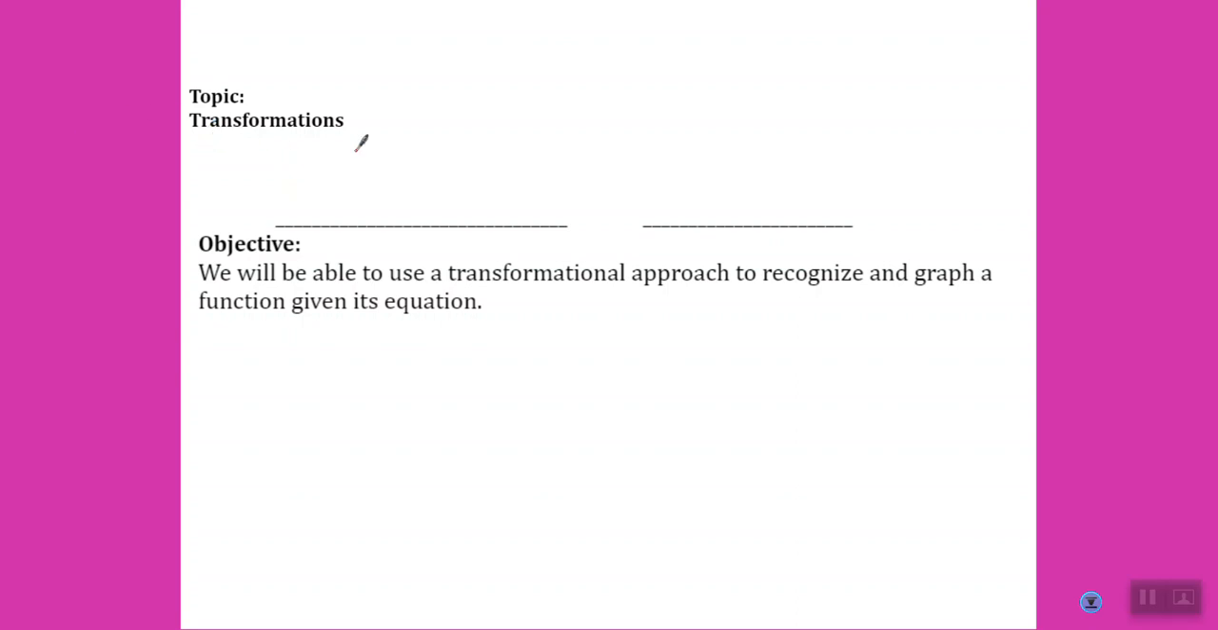Today we're going to be talking about transformations. Our objective is that we will be able to use a transformational approach to recognize and graph a function given its equation.